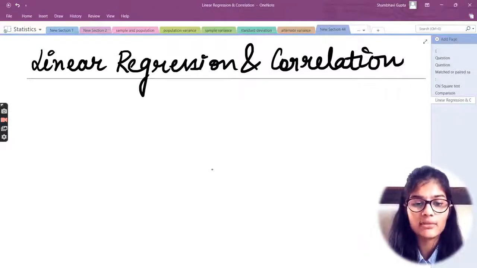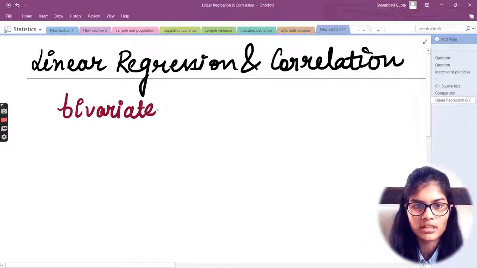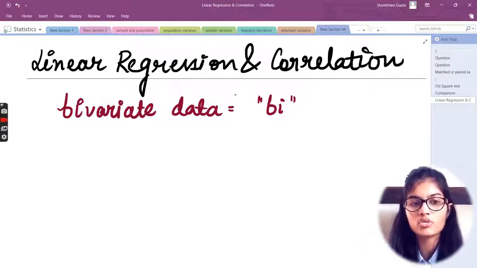Also, the type of data described in the examples I gave right above is bivariate data. We often call it bi. Bi means two variables, so it's for two variables only.